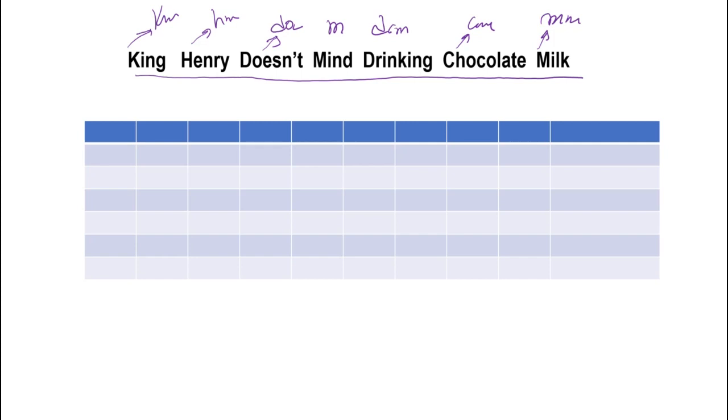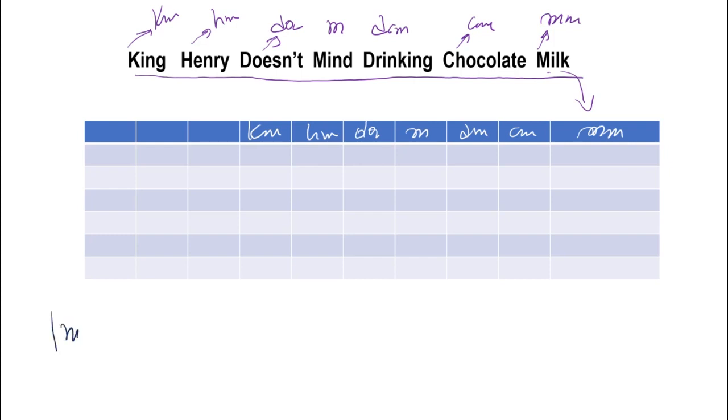Then you make a table. In this table, you can start from anywhere, but remember, if you put millimeter here, it will be centimeter here, then decimeter, meter, decameter, hectometer, kilometer. This is how we do it. You start with the first: milli, centi, deci, meter, deca, hecto, kilo.